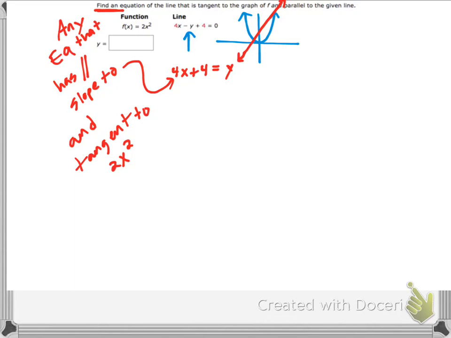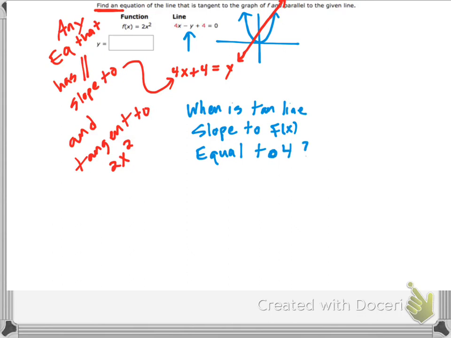That's the question at hand. So when is the tangent line slope to f of x equal to 4? Okay, so put it in there, when's it equal to 4? We're going to find out. There's a way to do this. When's the tangent line slope to f of x equal to 4?